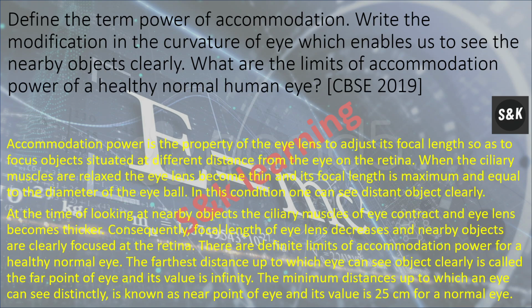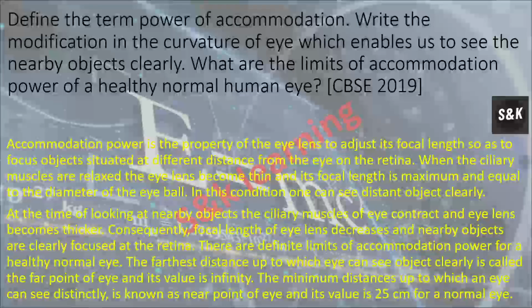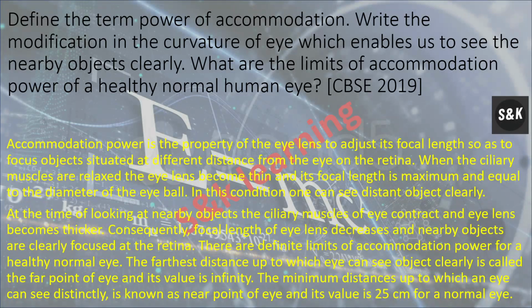Define the term power of accommodation. Write the modification in the curvature of the eye lens which enables us to see nearby objects clearly. Accommodation power is the property of the eye lens to adjust its focal length so as to focus objects situated at different distances from the eye on the retina. When the ciliary muscles are relaxed, the eye lens becomes thin and its focal length is maximum and equal to the diameter of the eyeball. In this condition, one can see distant objects clearly.